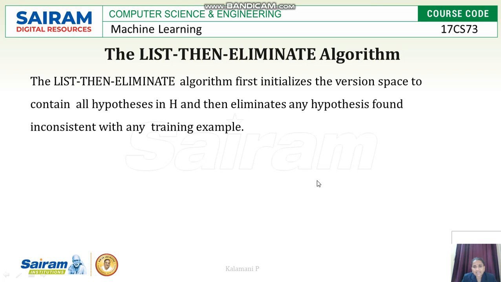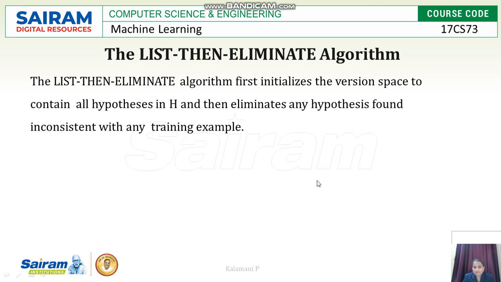Then the List-Then-Eliminate algorithm. First we'll see the List-Then-Eliminate algorithm. This algorithm first initializes the version space. The first step is to initialize the version space. That version space will contain all hypotheses in H, and then it eliminates any hypothesis which is inconsistent with the training example.